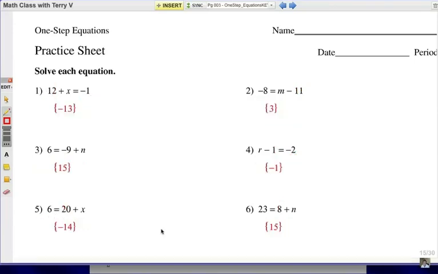Here we go. I hope you did okay. If you missed some of these, it's probably because of the signs and the adding the positives and negatives or subtracting. That's usually kind of a little problem spot, but I hope that you did well. Now in the next video, we're going to actually look at multiplication and division, single step.